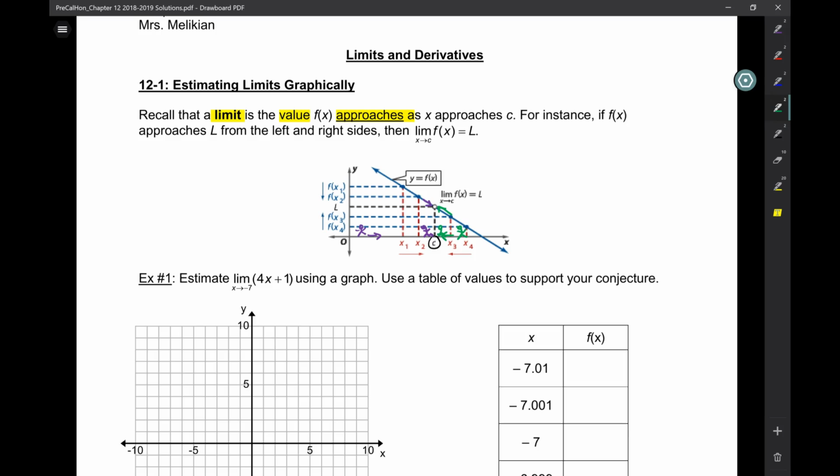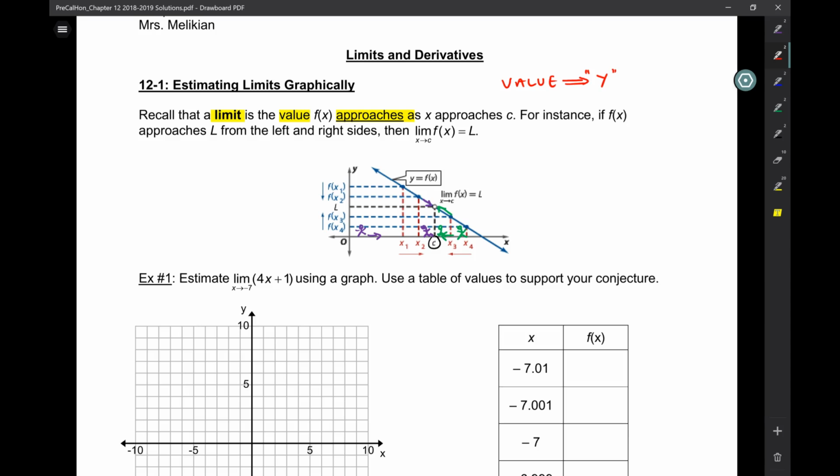As we're approaching C from the left, the value, when I say the word value, that means Y. All right? So maybe we need to write that in big letters somewhere. Value means Y. Okay? Y value. As I'm approaching C from the left-hand side, the Y value is approaching L. As I'm approaching C from the right-hand side, the Y value is approaching L.